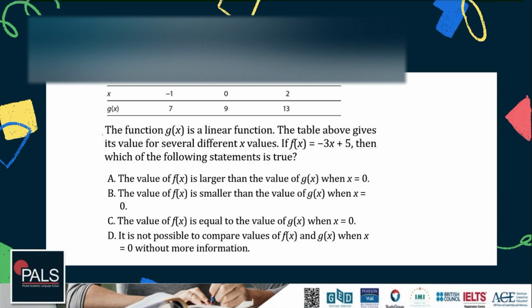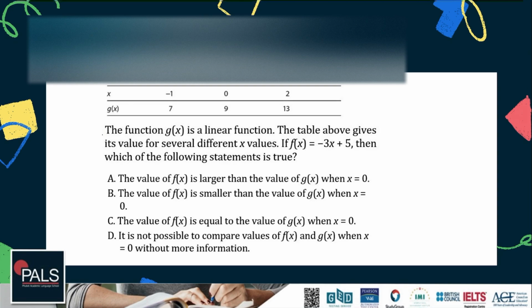Okay, so try to do this one. I give you the table for g(x). The function g(x) is a linear function, and the table above gives the values for different x values. They will give you the function f(x) equals -3x plus 5. Then which of the following statements is true?